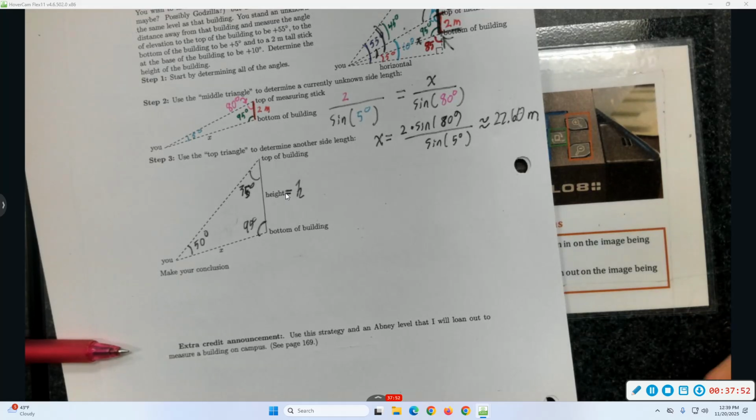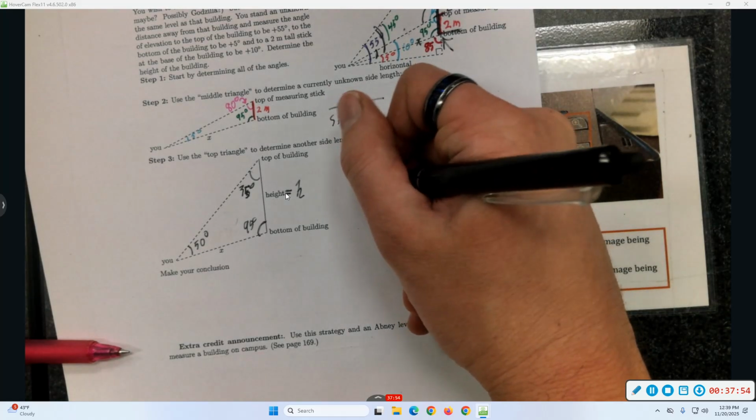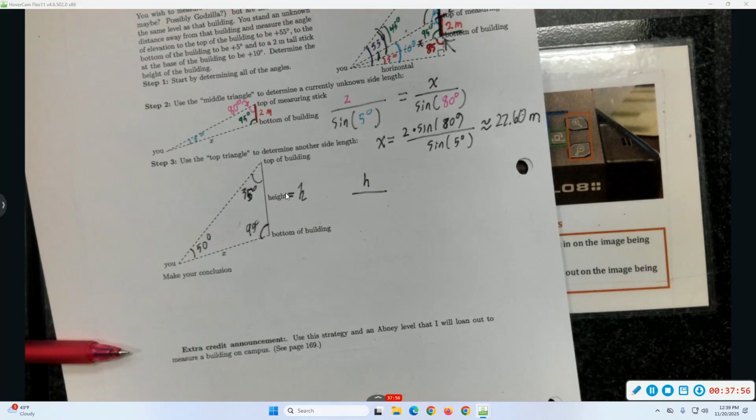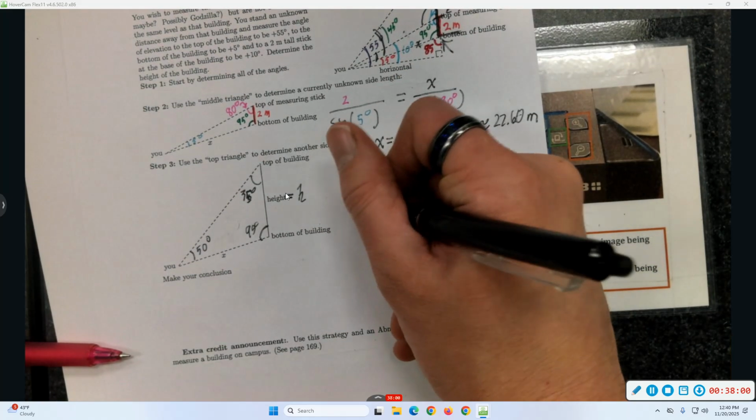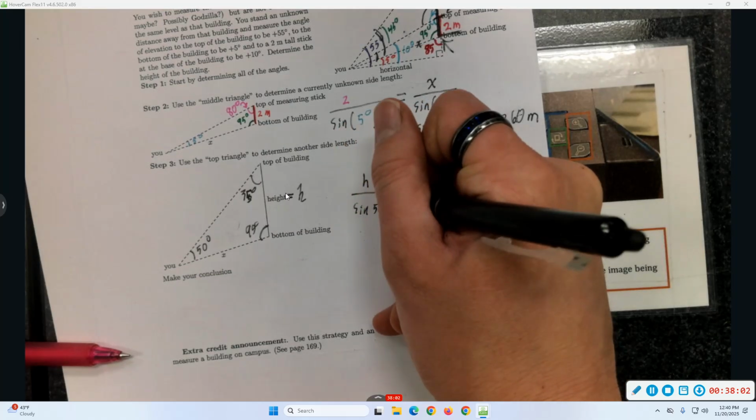Let's do it. H is the thing I want to know, so let's start with H. So it should be H divided by sine 50 degrees.